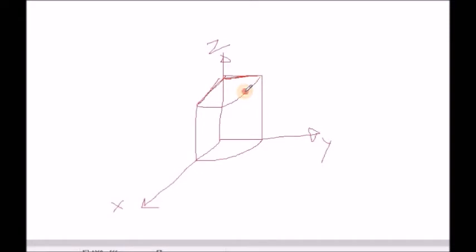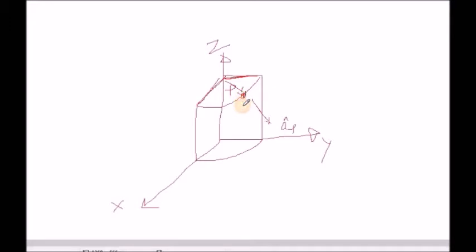Now your point P, suppose here, this is your point P, then this is your radial distance from Z axis, and this will be the direction of A rho, and this is your rho.